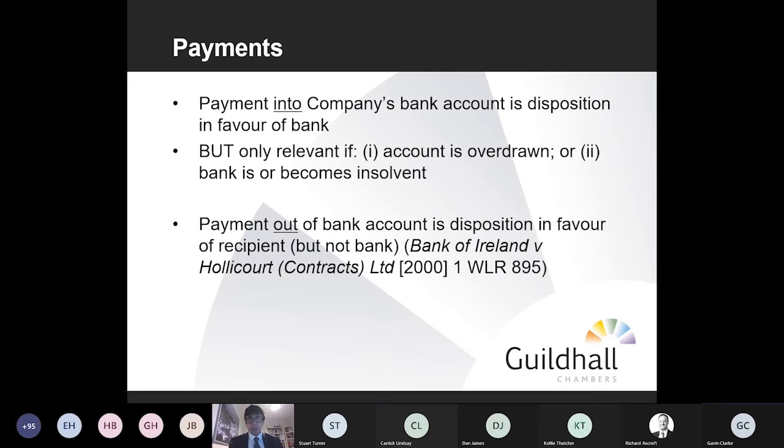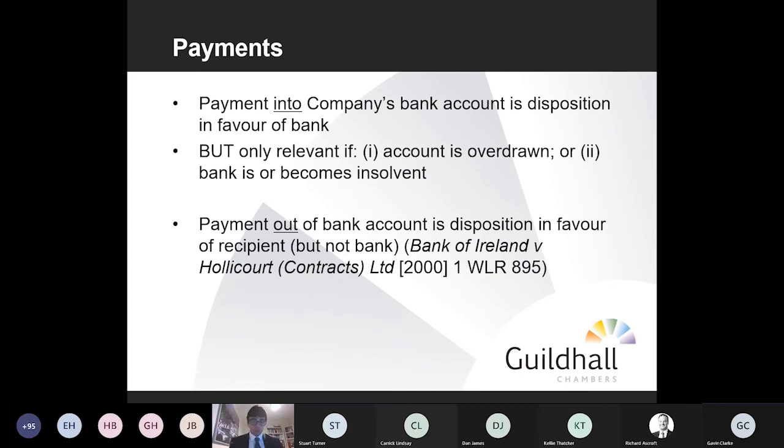Equally, in the slightly unusual factual scenario where your bank is itself insolvent, it's useful for the transactions, payments into an accounting credit, to be void, because then the monies can be recouped out of the insolvency of the bank.